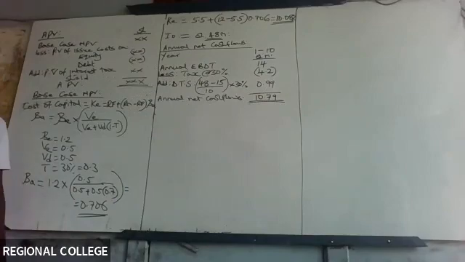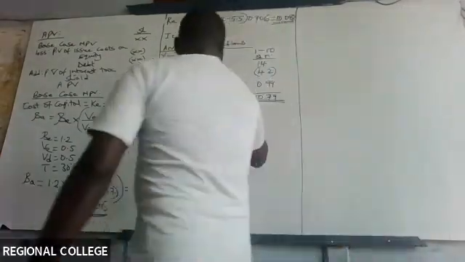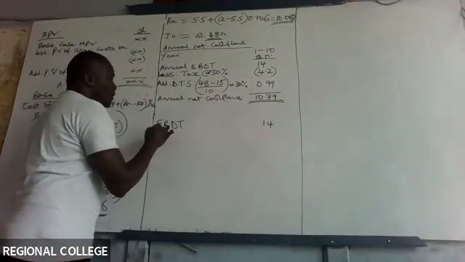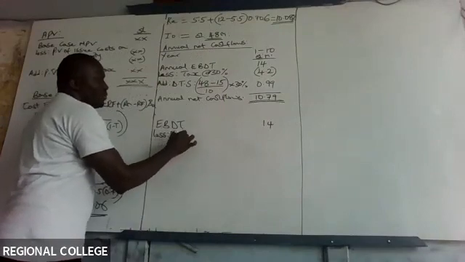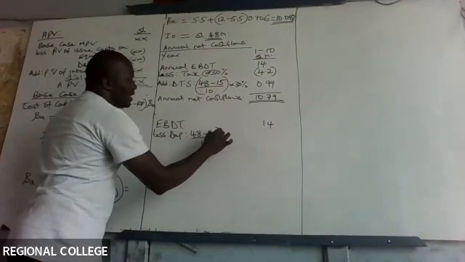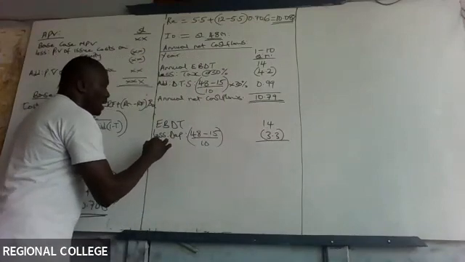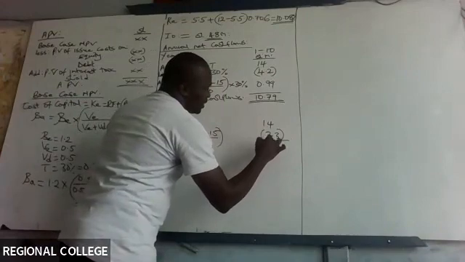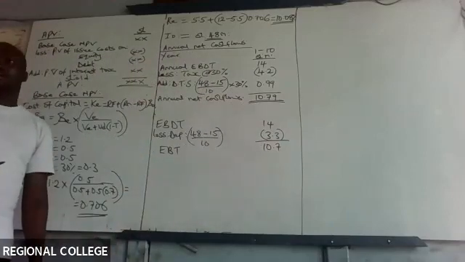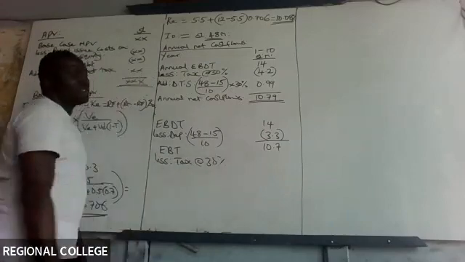Now, let me try to go the long way so that you understand where it's coming from, depending on the approach that our respective lecturers use. Alternatively, we start with earnings before depreciation and tax of 14. Here we deduct what? Depreciation, right? Our depreciation is 48 minus 15 divided by 10, which is 3.3. Then we have our earnings before tax, which is 10.7. We less what? We less tax. Tax rate is 30% of 10.7.